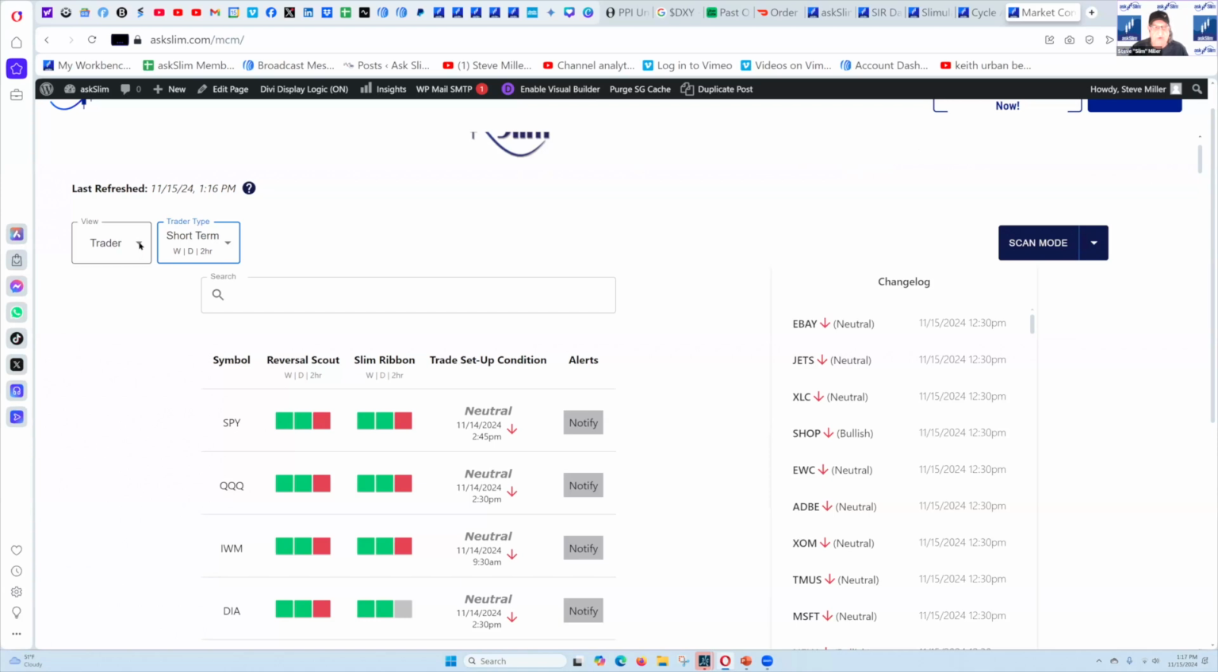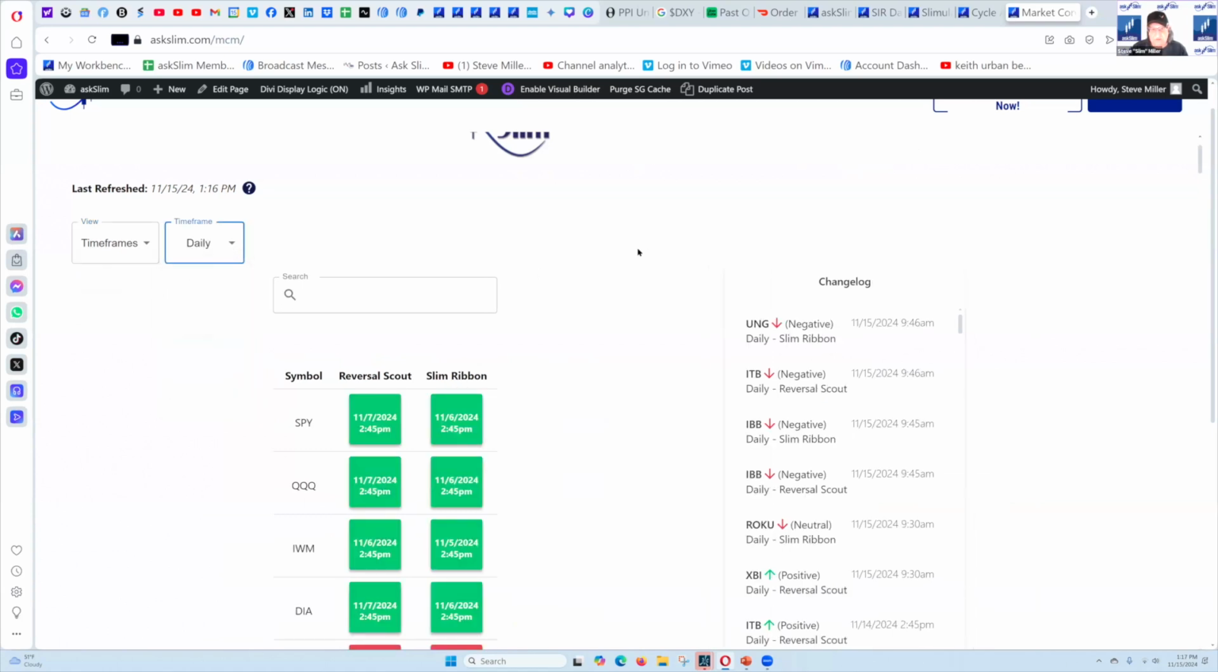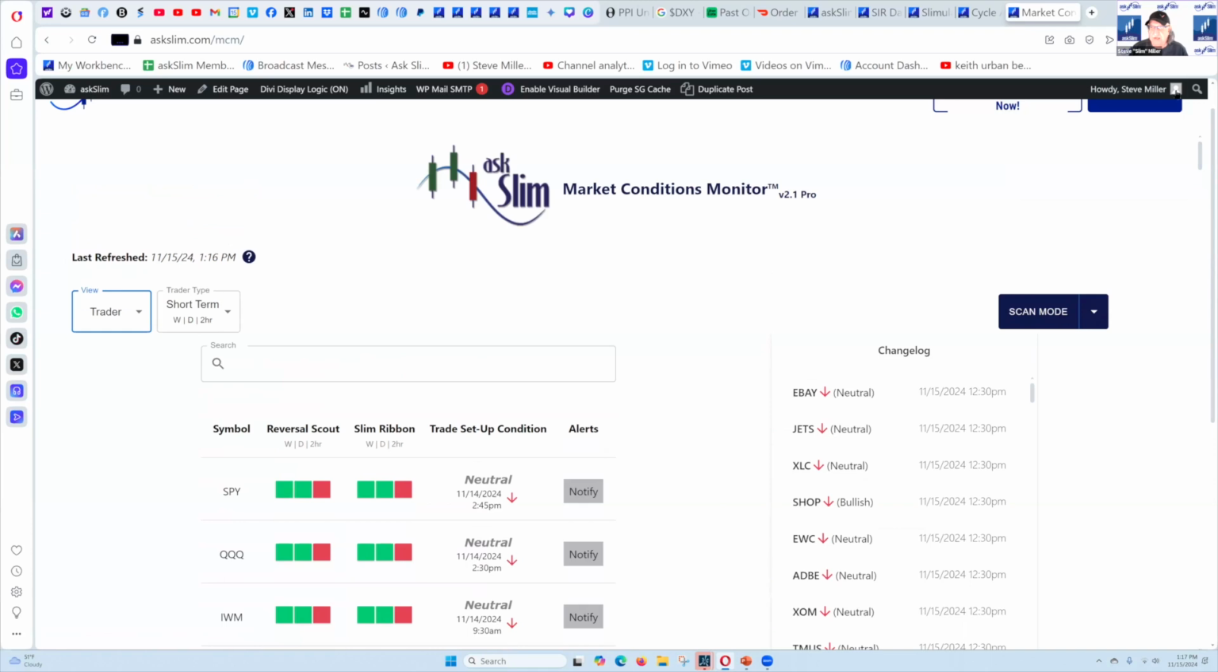This is in the trader mode, and you can also look at it in time frames mode, as you have right over here. And this is looking at the 2 hour. If I looked at the daily, you could see right over there what these conditions are. So we're going to look at the trader mode right there, and that is what I wanted to show you on the market condition monitor. Remember, level 3 and 4 members get this application.